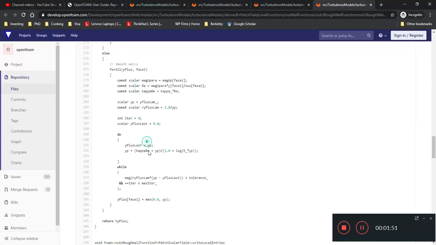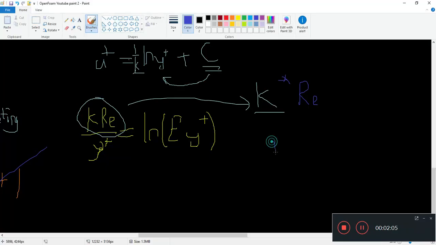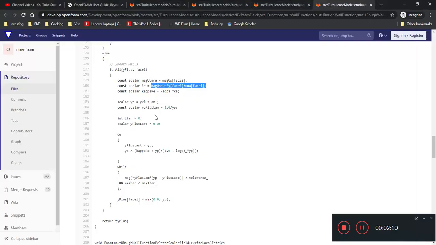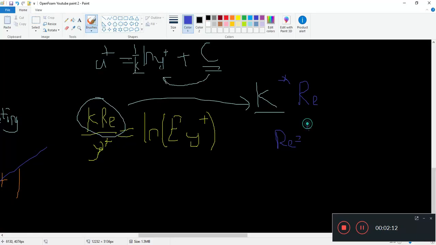Scalar Reynolds number. Oh yes, so this is kappa Reynolds number. The Reynolds number is just defined before that. It is the magnitude of u times y over the nu of the wall. So this Reynolds number equals the u velocity times y over nu at the wall.